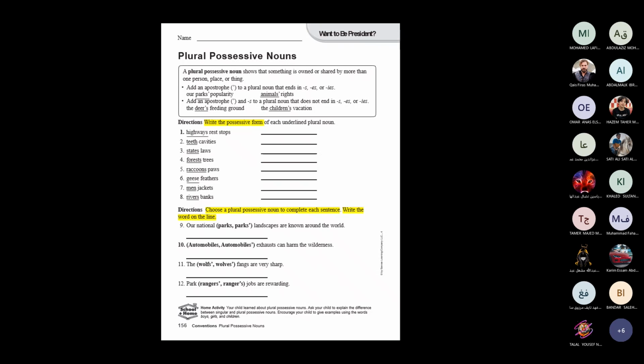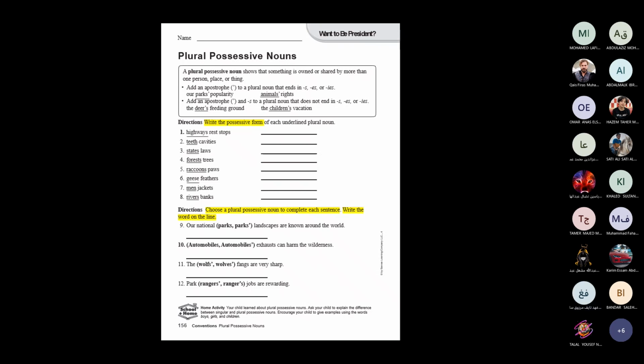Okay, who else? Khalid Sultan. Fahad Al-Ghumail. Yes, Mr. Okay, Fahad. Fahad, number 11. You didn't choose any word, number 11. Check number 11, page 156. Okay? Number 11, okay? Okay, excellent, yes.